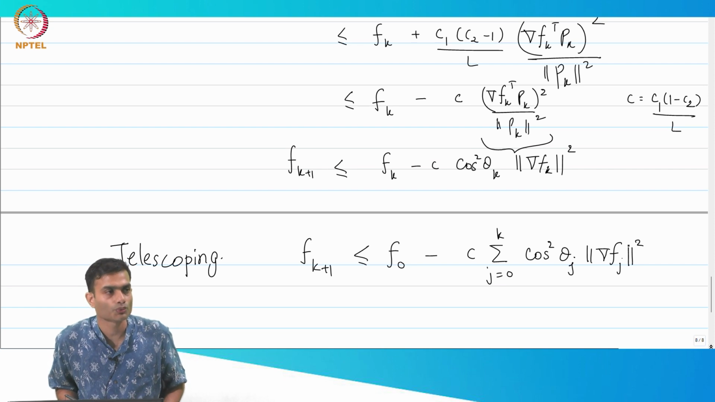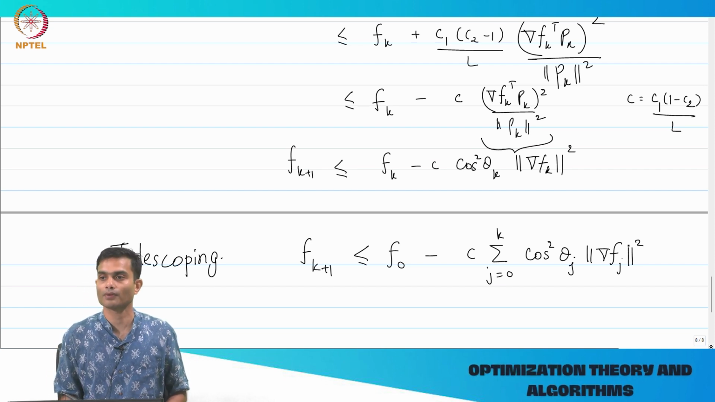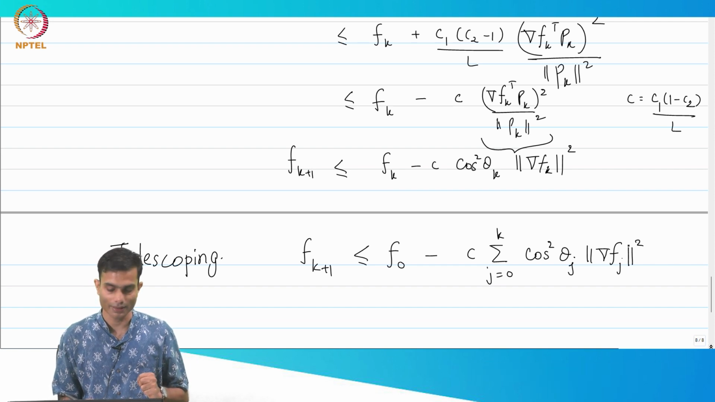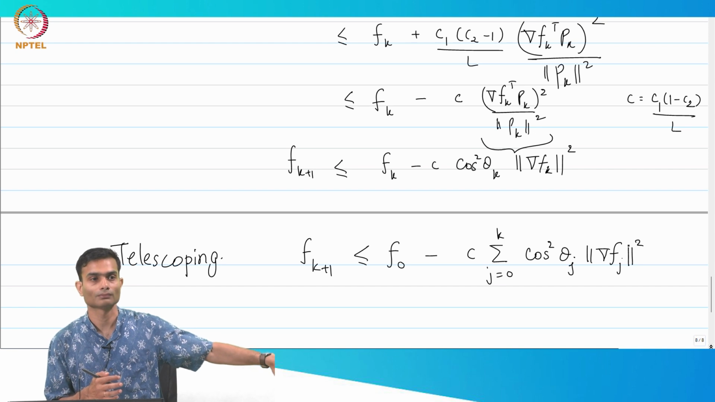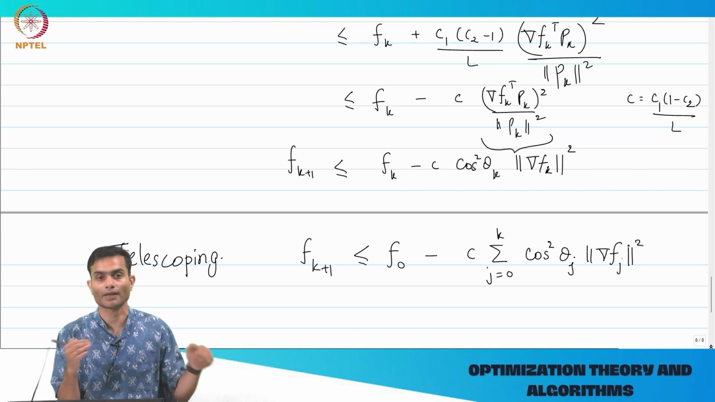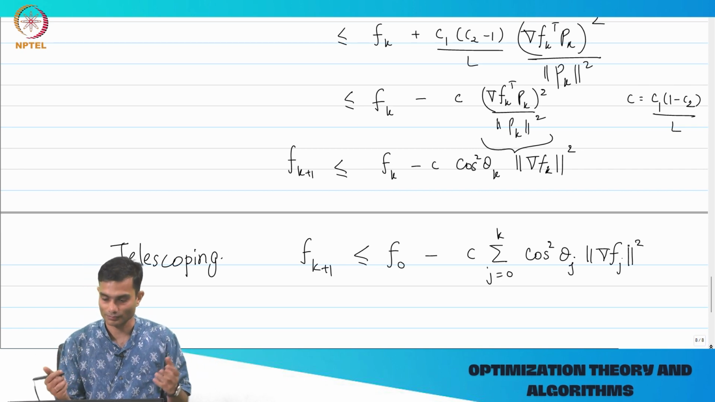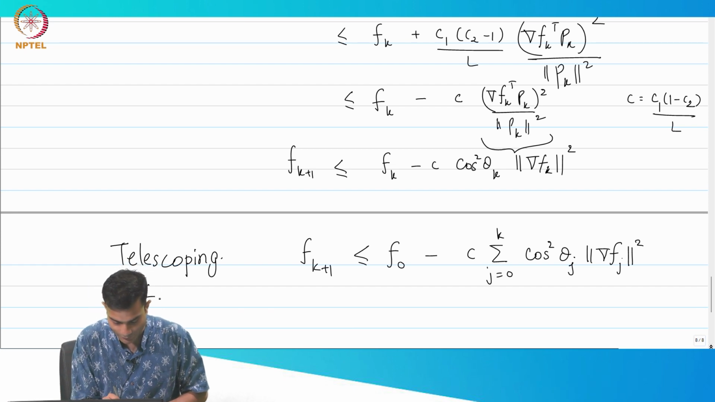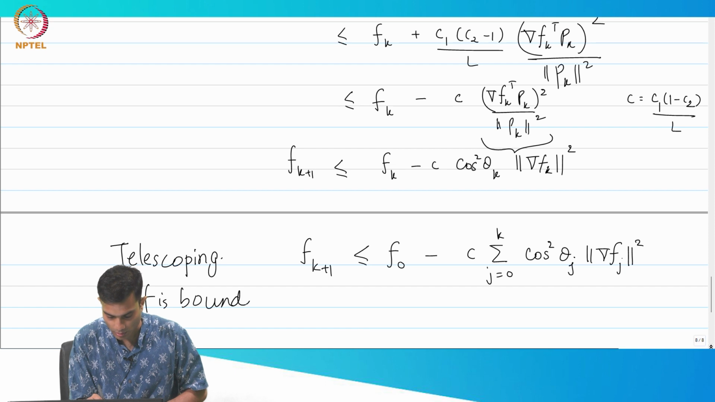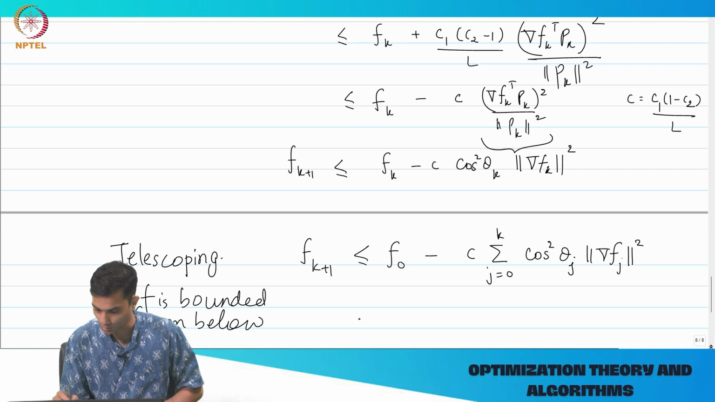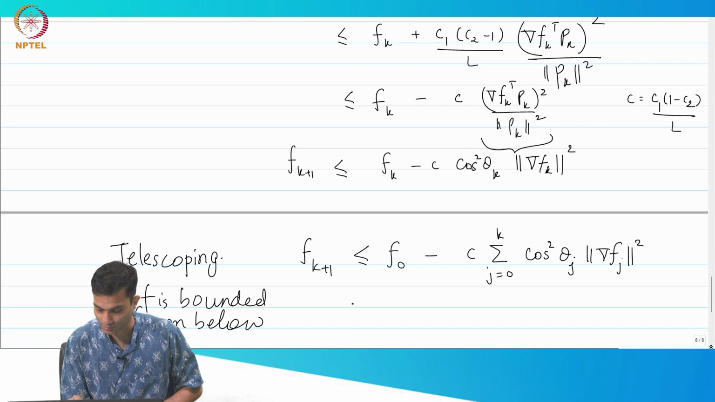We have yet to use the fact that this function is bounded from below, right? Bounded from below would come in now. That fk plus 1 should not become minus infinity or something like that. It is going to be some finite number, right? So, if I subtract f0 from it, I will still be left with some finite number. So, since f is bounded from below, I will take this on the other side, and c is a positive constant. So, I can knock it off.